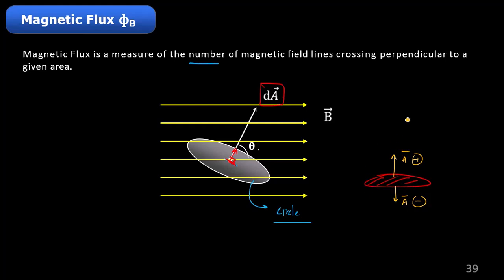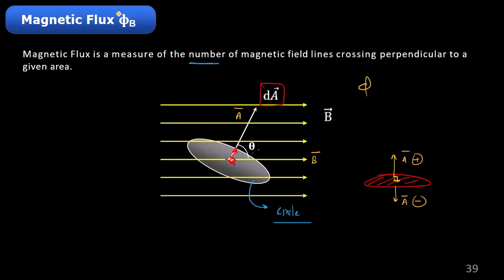I can take the area vector either upward or downward, but it should always be perpendicular to the surface. Once I insert this A vector, I can say that theta is the angle between the A vector and the B vector. Corresponding to that, what I can say is the flux.